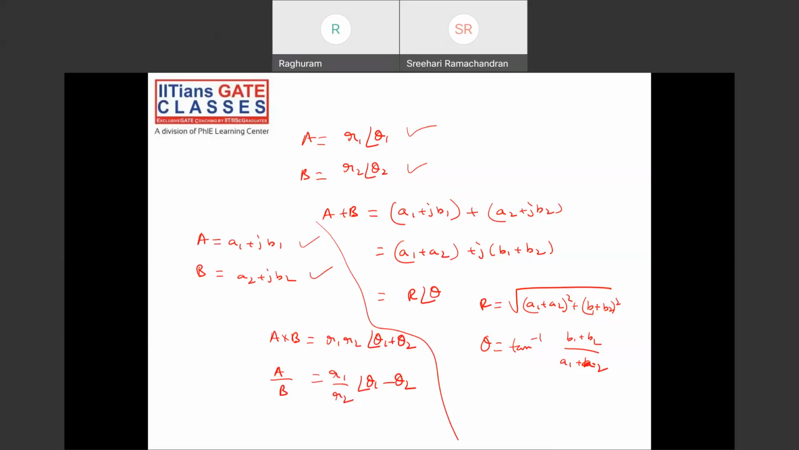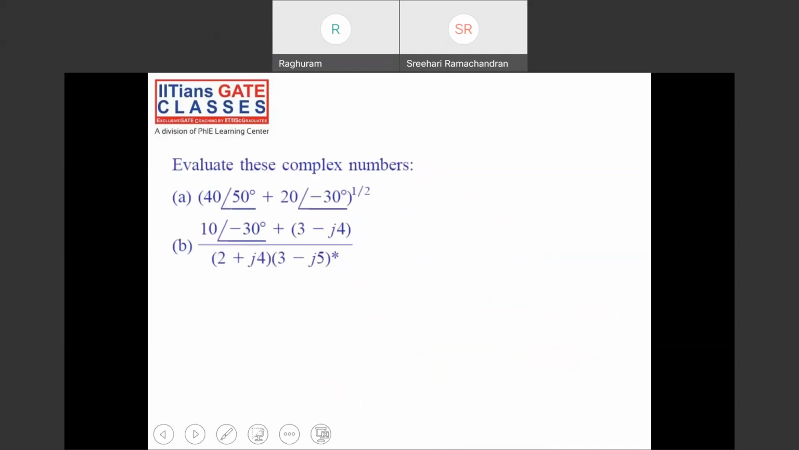Clear? Polar form and rectangular form. Yes. Try to do this.